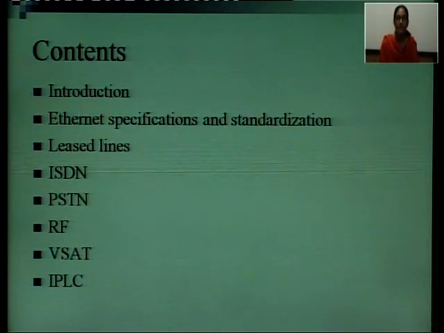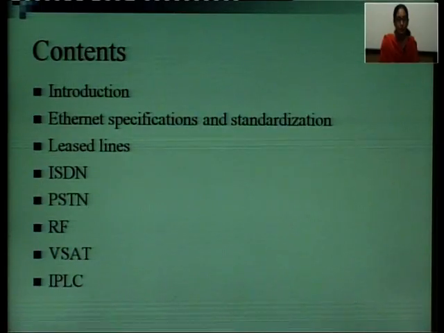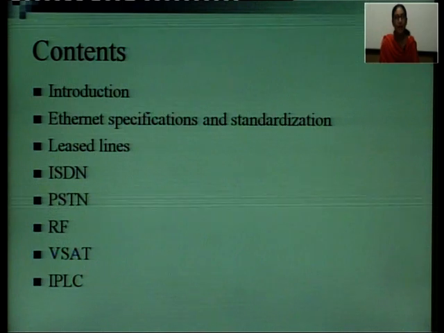After the introduction, the next topic is Ethernet specifications and the standardizations. In Ethernet, there are different categories available. One is the baseband and second is the broadband. After Ethernet, there is another specification, that is ARC-net, that is Attached Resource Computing Network. After Ethernet and ARC-net, there is another topic, that is Introduction to Media Connectivity, in which I am going to explain the leased line, then ISDN, PSTN, RF, VSAT, IPLC.